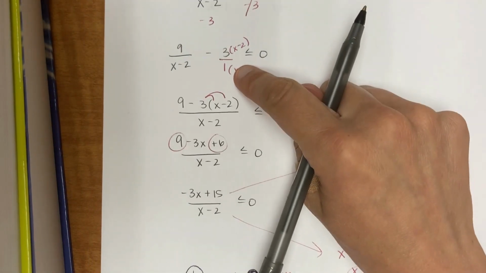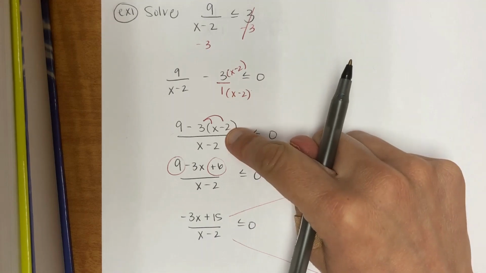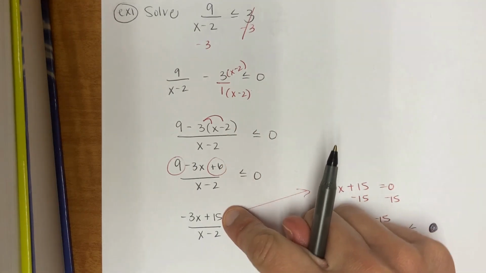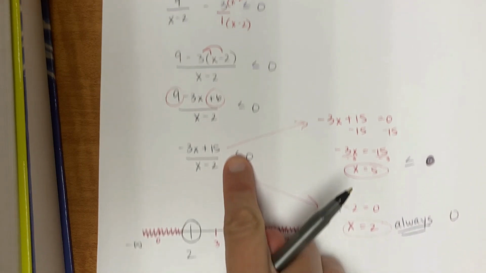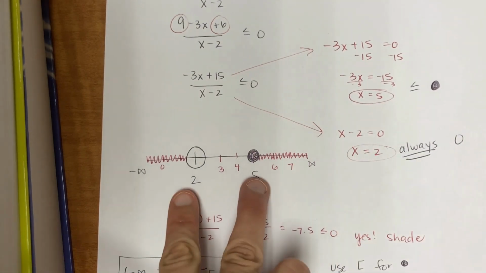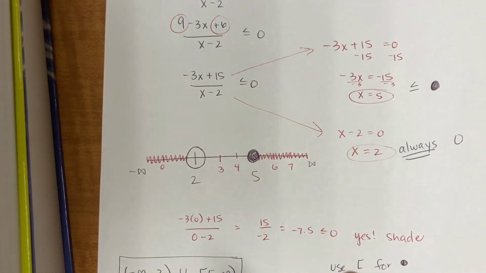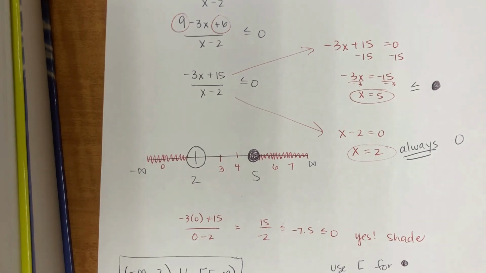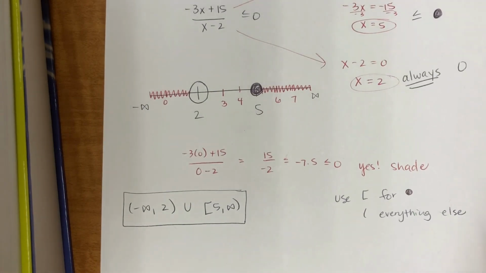So we got it equal to 0. We found a common denominator. We distributed it and combined like terms. Then you solve the top, solve the bottom, plot them, check an interval, and write your answer in interval notation. Let's do a couple more.